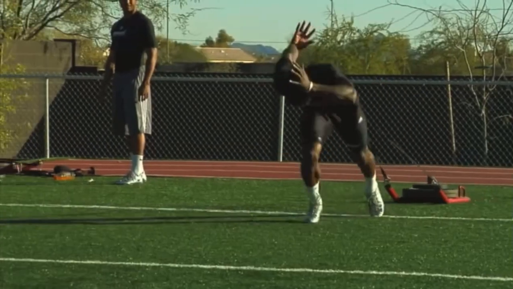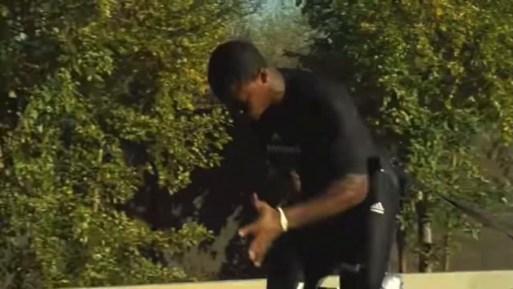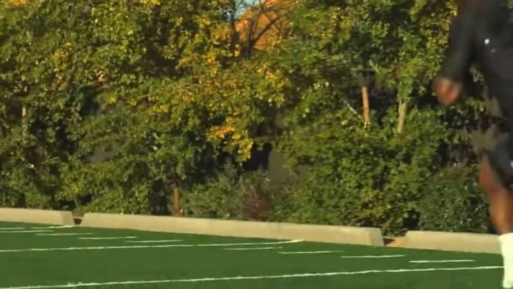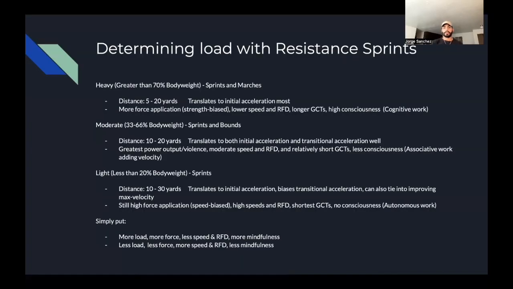And with moderate loads, we're talking about loading with weight between 33 to 66% of your body weight and doing sprints or bounds with that. Now, when using moderate loads, we want to keep the distance between 10 and 20 yards. This translates very well to both parts of acceleration, being initial and transitional acceleration.